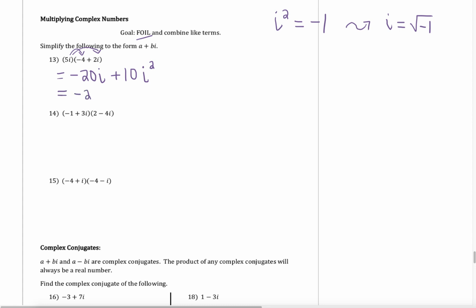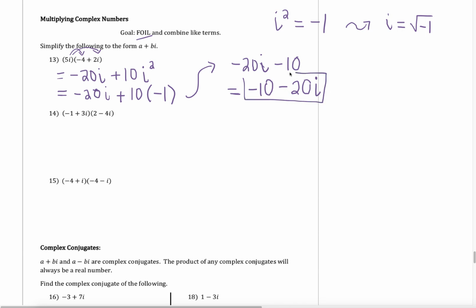So I have -20 times i plus that 10 still, and then since 10 and i squared are being multiplied, then when I replace i squared with a -1, I am multiplying that still to the 10. Simplifying this a little bit further, I get -20i, and then 10 times -1 just gives me a -10. Now our goal was to get it to the form a plus bi, so there we go, just flip-flopping those to have the real part first with the -10 minus that 20i. And that will be our final answer.